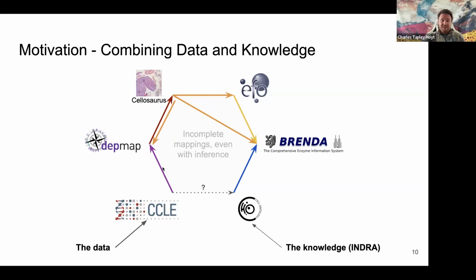So you have to play this game where you go through mappings to get to the equivalent entities so you can attach your data to knowledge. You can go directly or you can use inference, but either way your mappings are still incomplete most of the time. So that's one motivation: I want to complete my mappings so I can combine my data and my knowledge or integrate different resources.